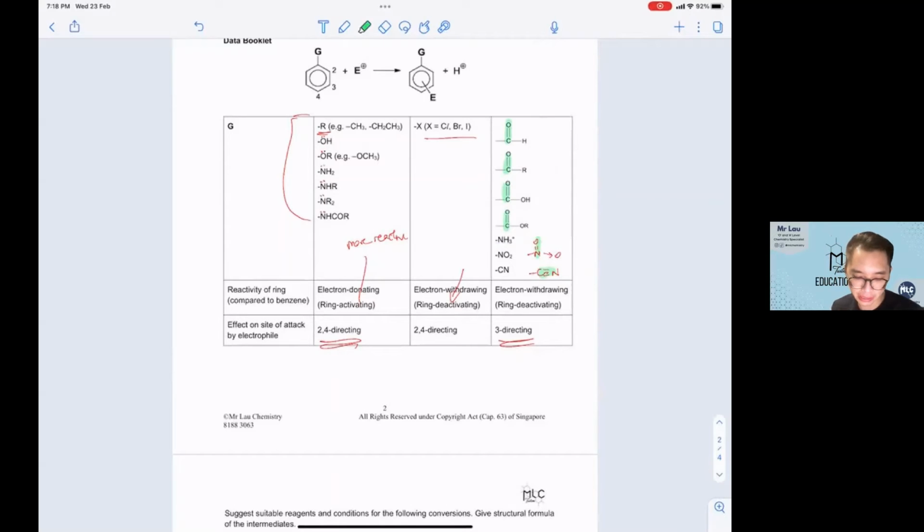So the moment you see that the substituent attached to the benzene ring has a double or triple bond directly attached to the benzene ring, it is likely to be a 3 directing group. Okay, so once again, you don't need to memorize, but this is just a quick way for you to very quickly determine without even looking at the data booklet.